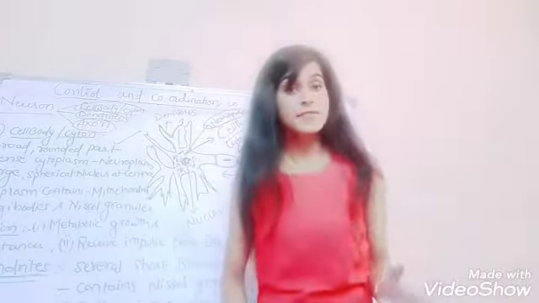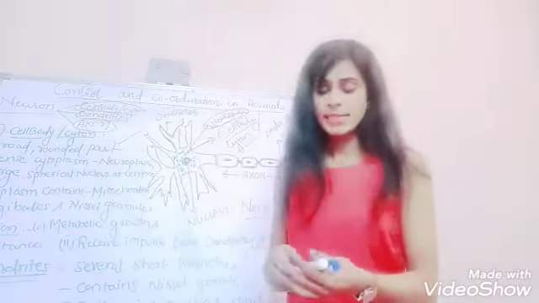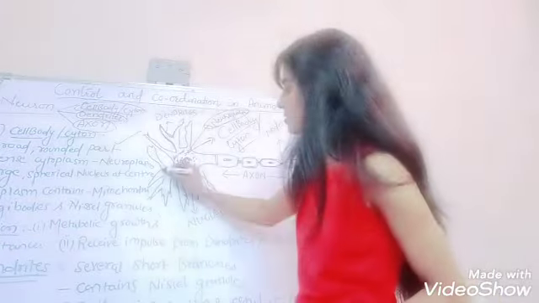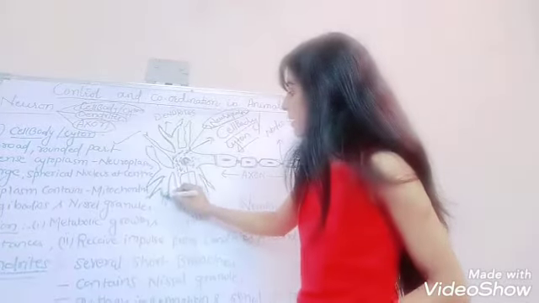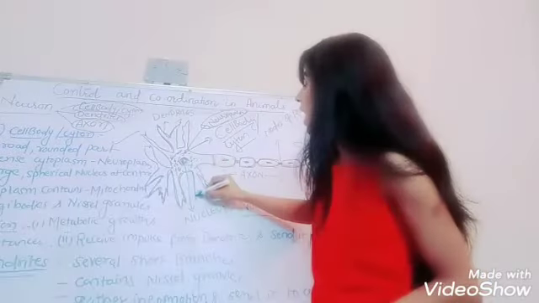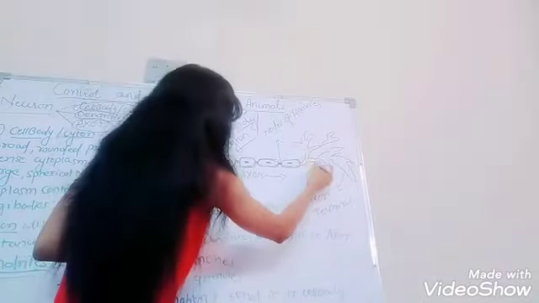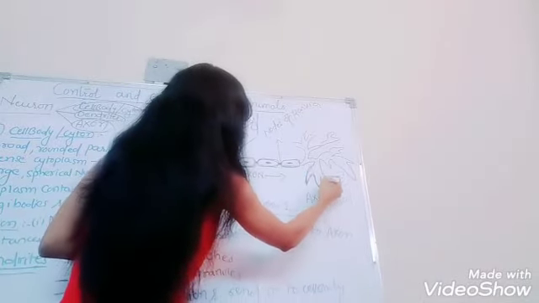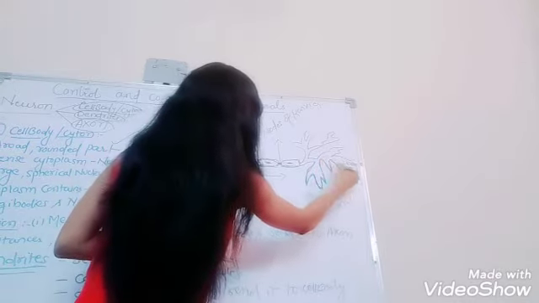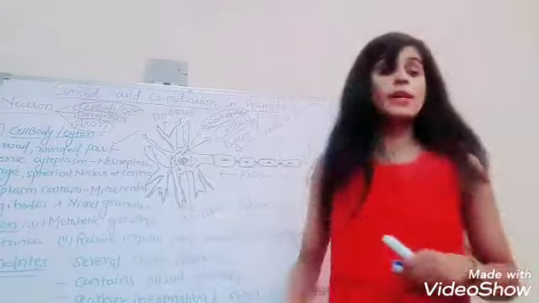Understood? Now let's move on to the second part of the nerve cell, the second part of the neuron, which is your dendrites. And just now I told you what dendrites are. Yes, you can see this branched structure. Yes, guys, these short branched structures are nothing but your dendrites. Here also, these short branched structures are called your dendrites.